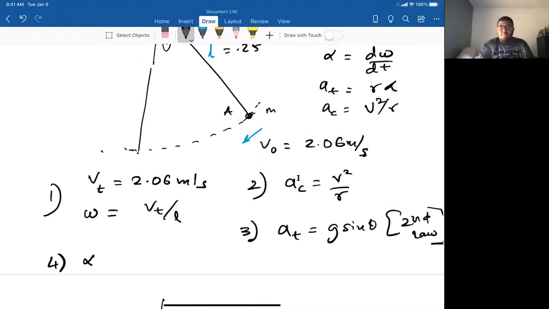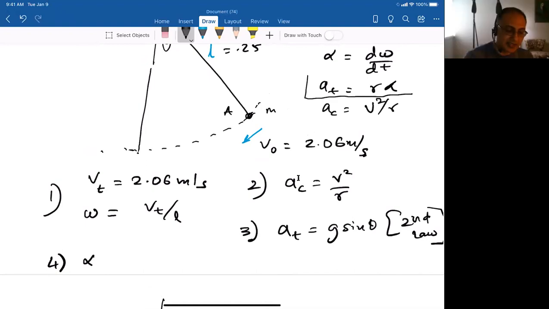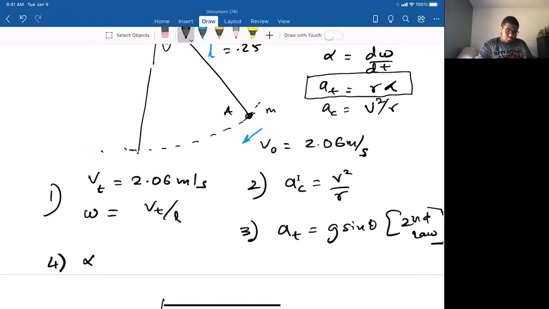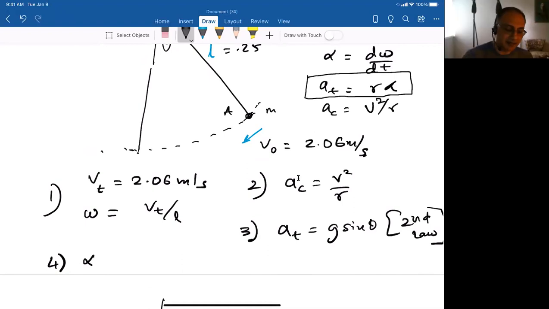Could you find it by dividing that tangential acceleration by our r? Exactly. We would just use this equation right here. That alpha is a tangential divided by r, which in this case is L, right? So we found the angular acceleration alpha.